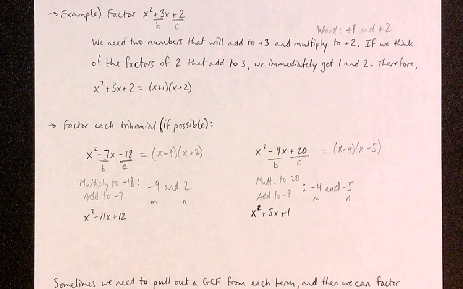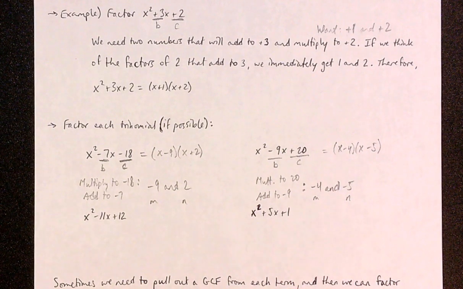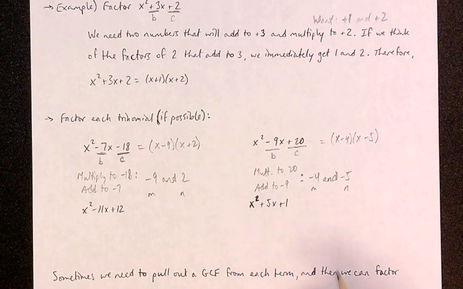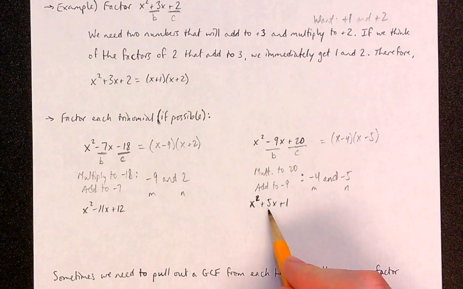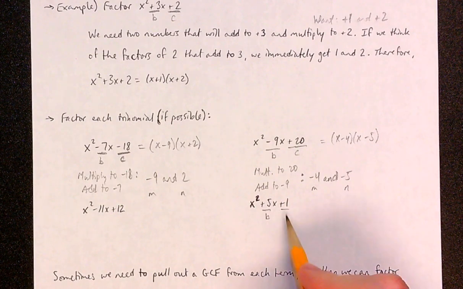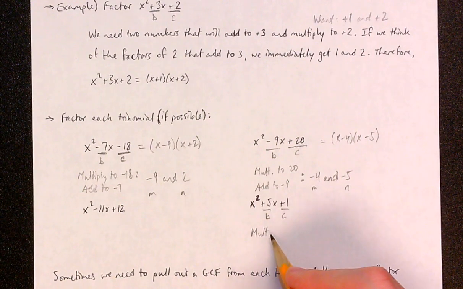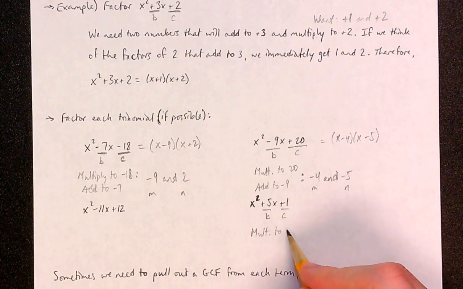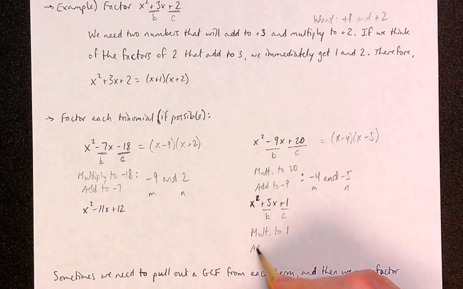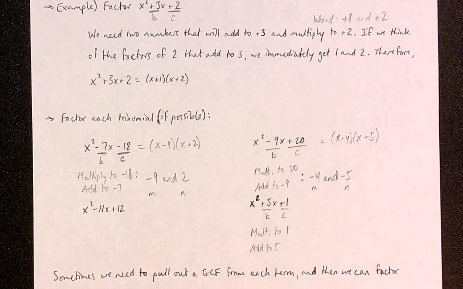Well, sometimes it's not possible. Sometimes you can't factor something in this particular way. This one right here is a good example of that. x squared plus 5x plus 1. So if we identify our b and our c values, the b value is positive 5, the c value is positive 1. I need numbers that will multiply to positive 1 and will add to 5.